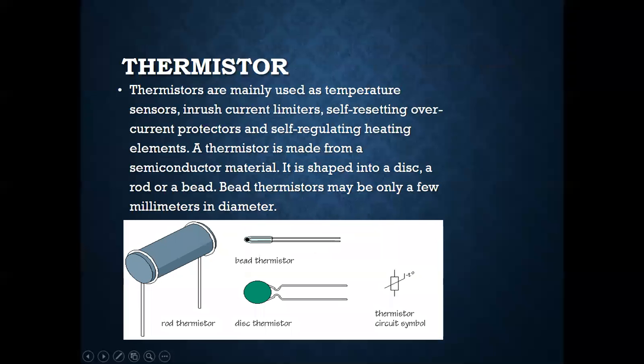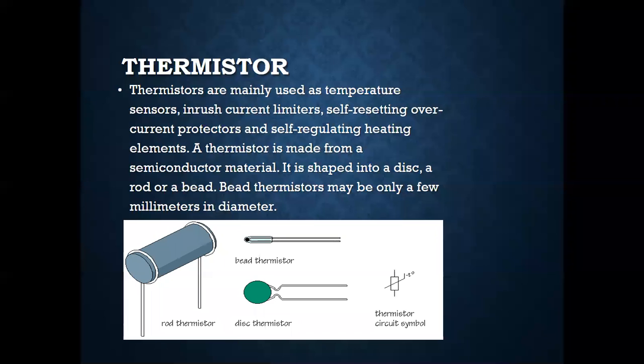The next one is thermistors. Thermistors are mainly used as a temperature sensor. Thermistor is a temperature sensor. It can also act as a current limiter, an inrush current, spike limiter. Thermistor is self-resetting.